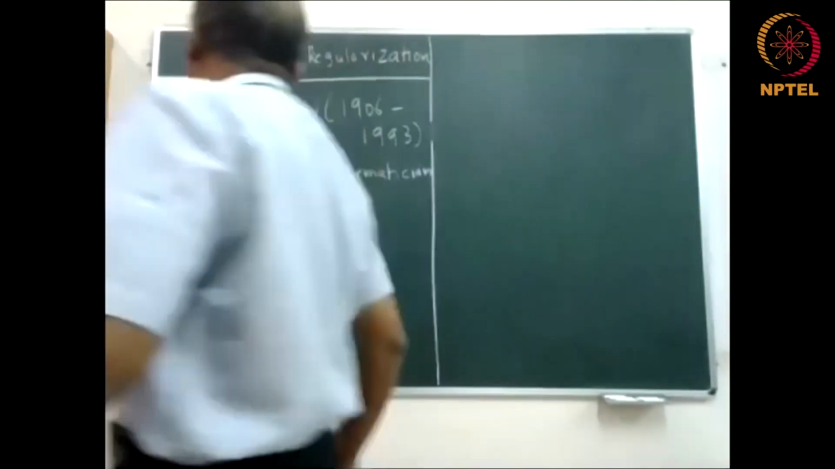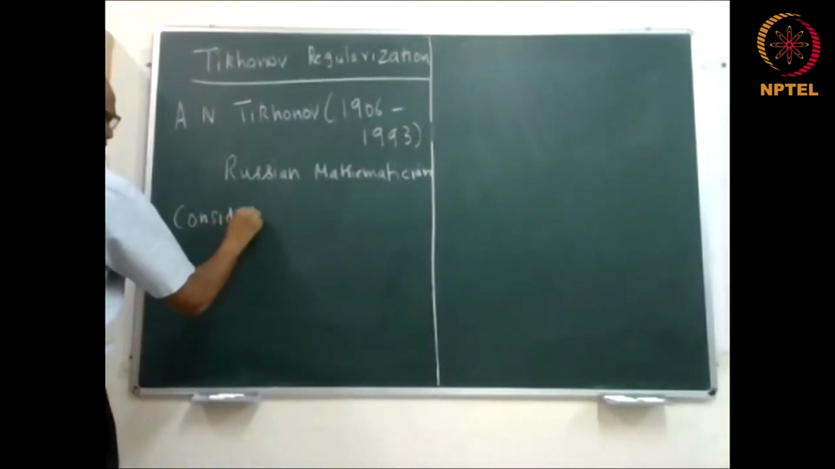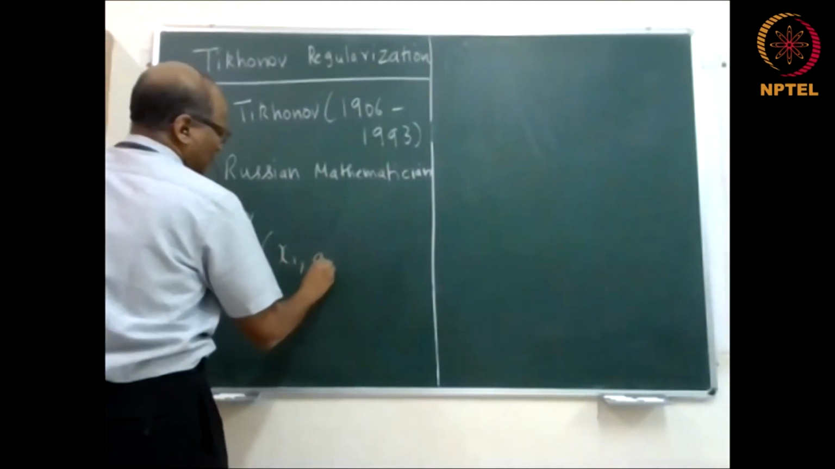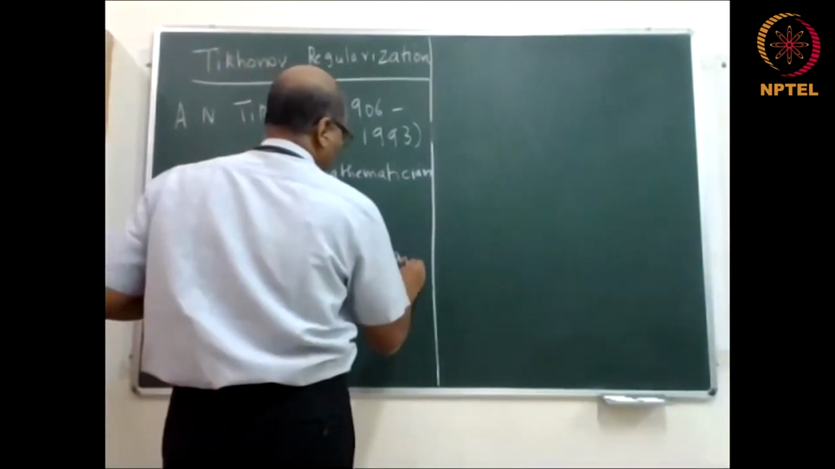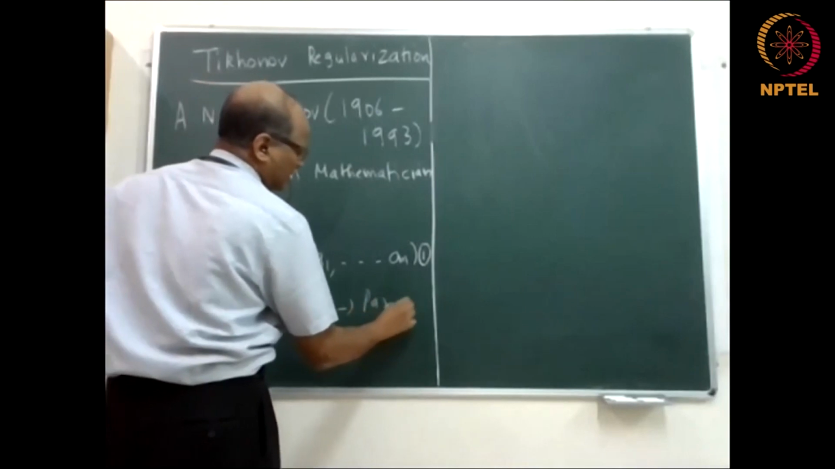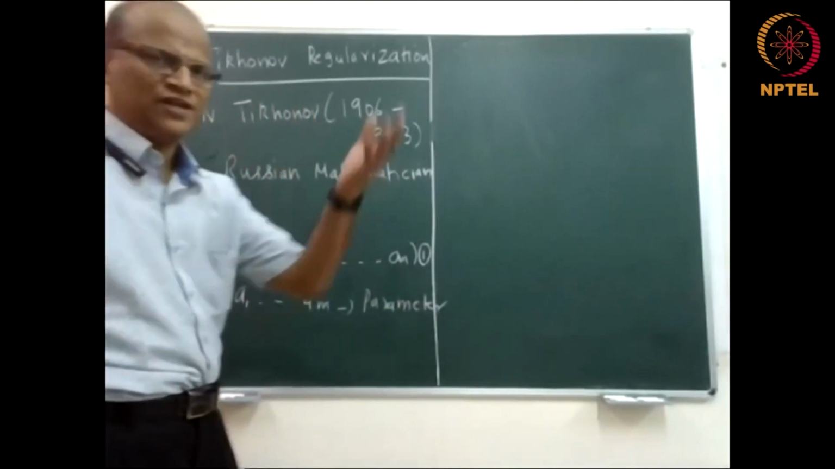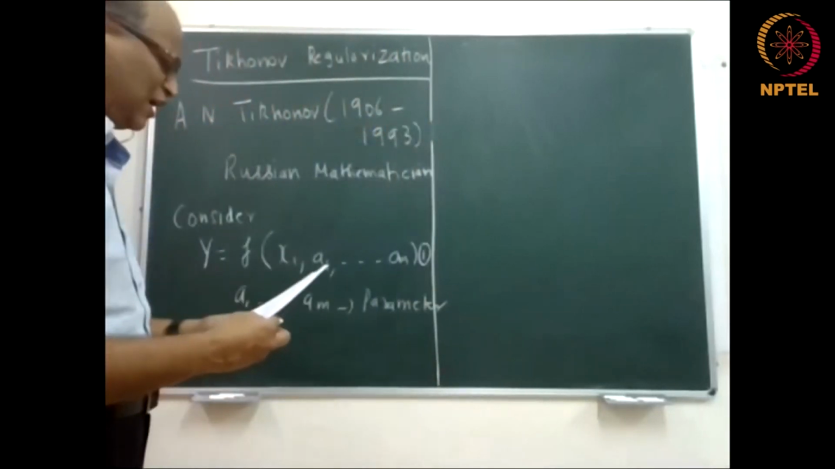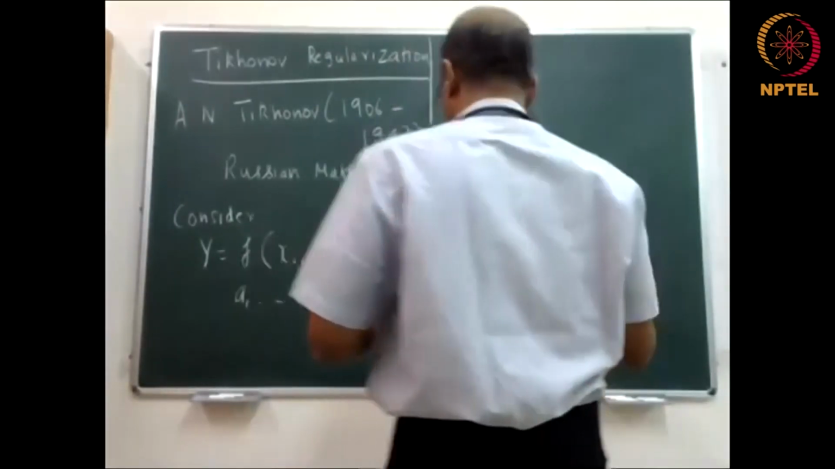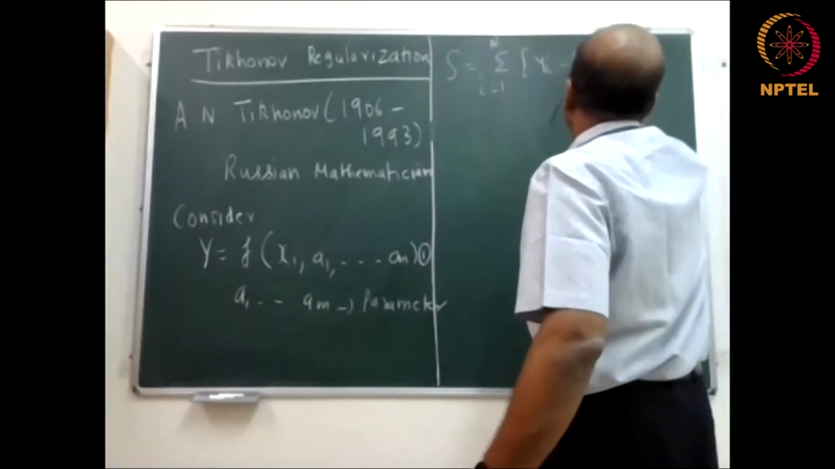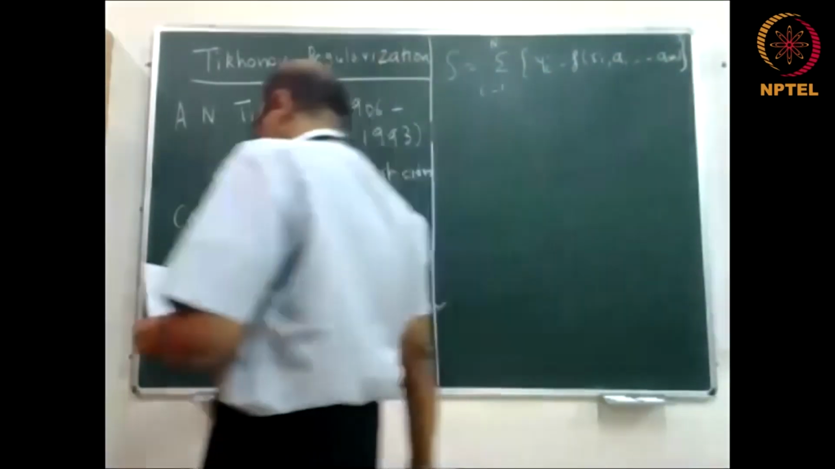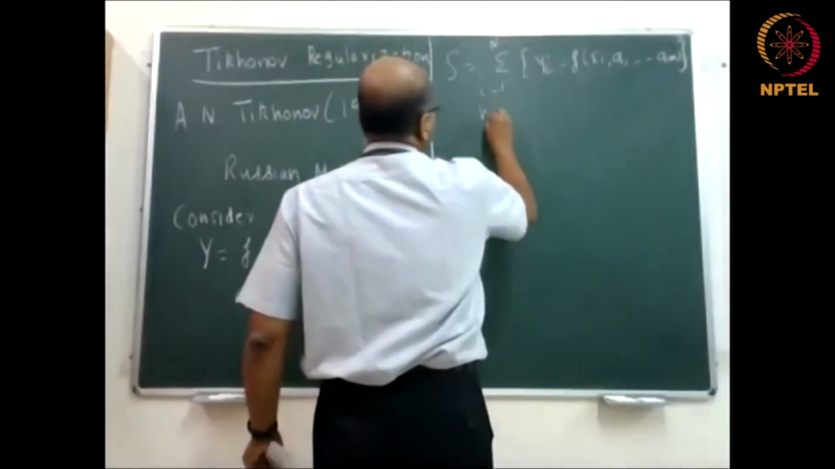Basically, consider y equal to f of x i, a1 to am, where a1 to am are the parameters. This is a general representation for a single variable problem. Of course, you can have x1 of i, x2 of i, x3 of i, and so on. Normally we take S equal to the sum from i equal to 1 to n of (yi minus f of xi, a1 to am) whole squared. We try to minimize S.